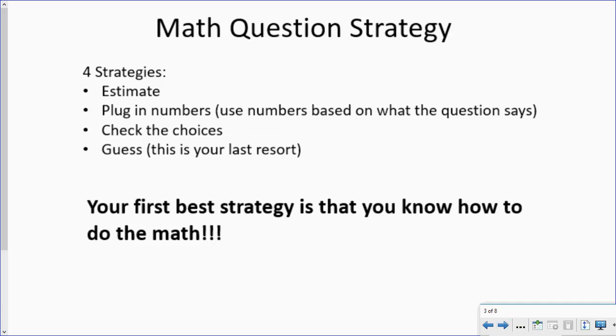Now, they say 4 strategies because they count guessing as a strategy, but that is your last resort. Your first best strategy is that you know how to do the math. You just remember the process for solving a problem, and you just do that. Otherwise, if you don't remember, then we start trying to use these 4 strategies.